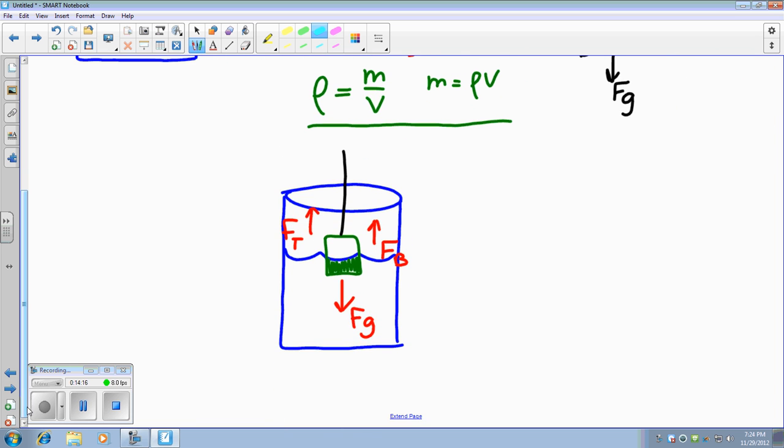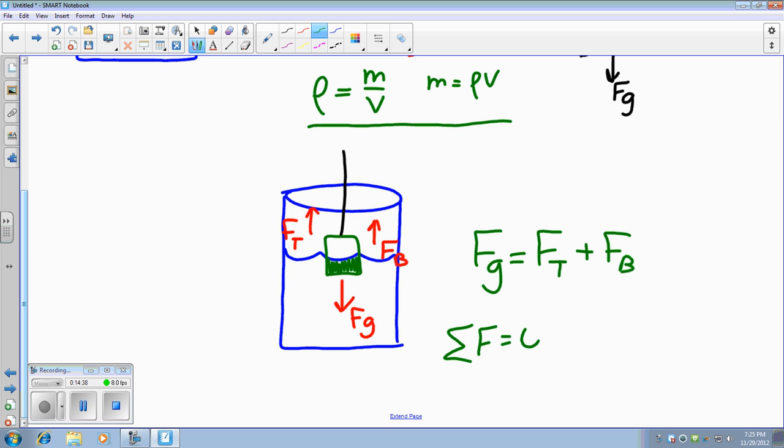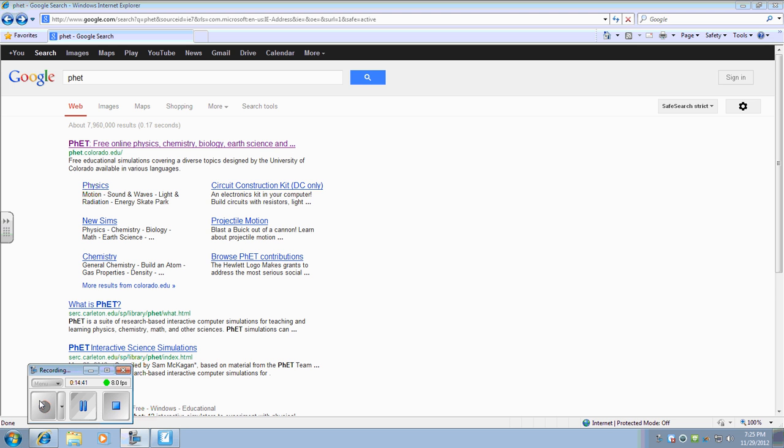I'm not going to go any further than that because I really want you to think about what happens to the buoyant force, what happens to the tension. Remember, this is still true. F of g is going to be equal to F of t plus F B, because that is a given. This object is sitting still, so that means that the object is in equilibrium. So the sum of the forces has to be equal to 0.